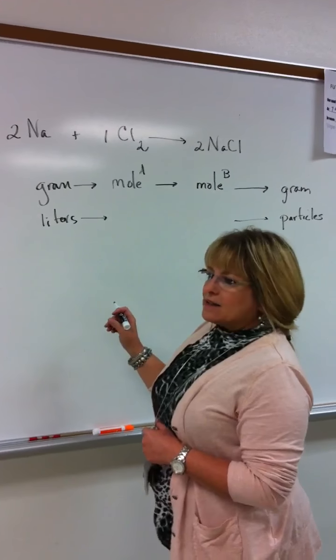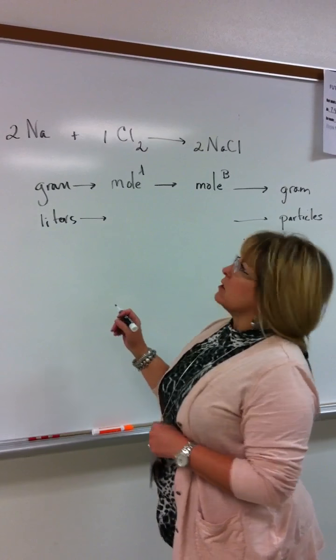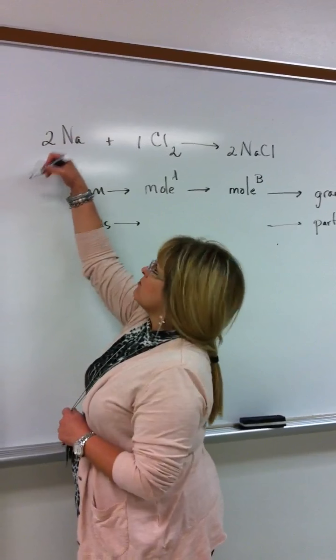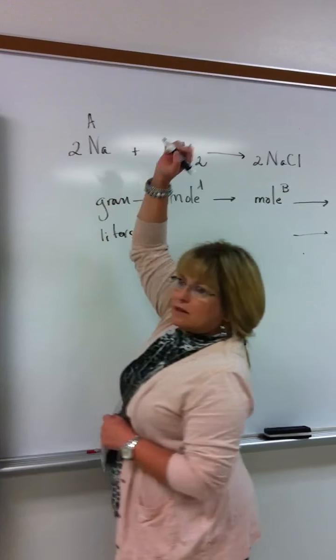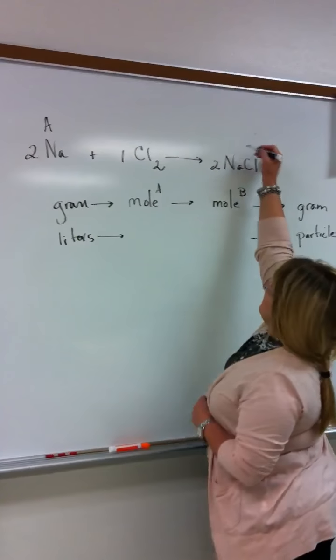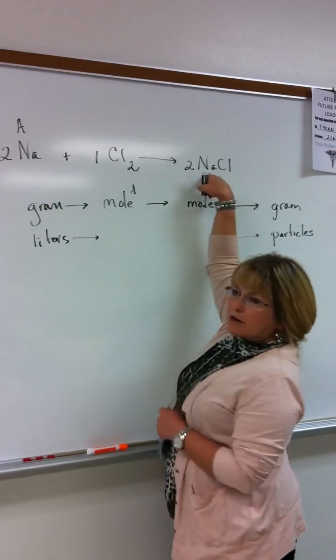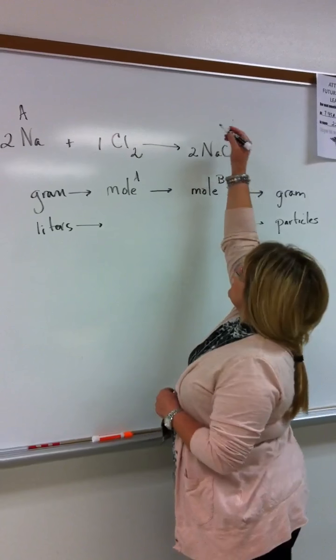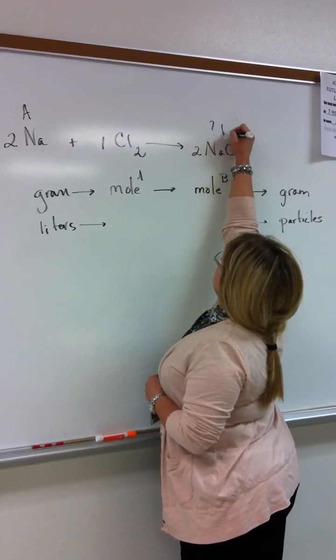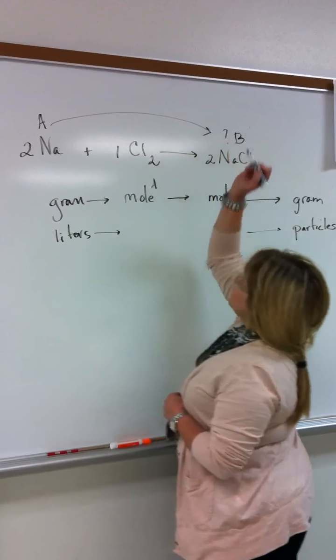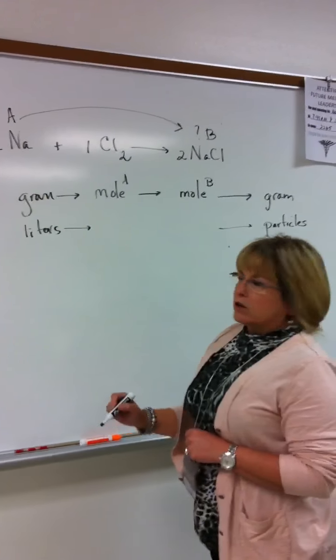And A is the starting amount. So if it says you have 2 grams of sodium, sodium is A. And it says if you start with 2 grams of sodium, how many grams of sodium chloride can you make? That question mark becomes your B. And you teach them to label the A to B before they start.